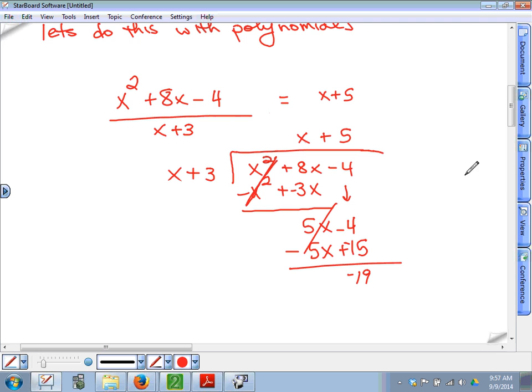So how do we write the remainder? Plus negative 19 over x plus 3. And that is how you divide two polynomials using long division. Okay. So it's very similar to that process with numbers. You just have to be a little more careful. Not terrible, is it?